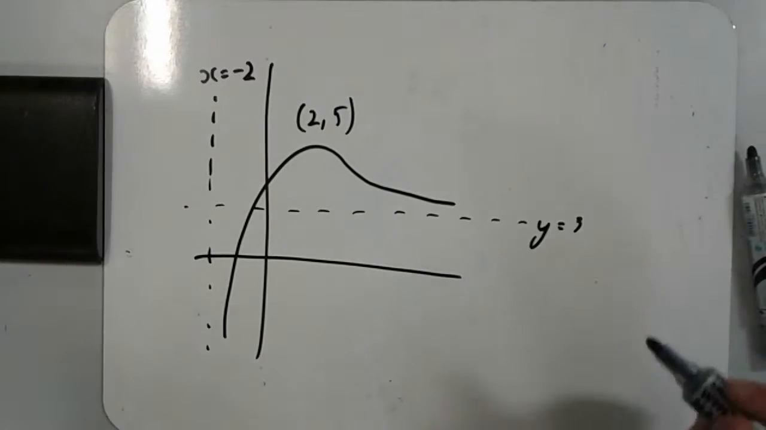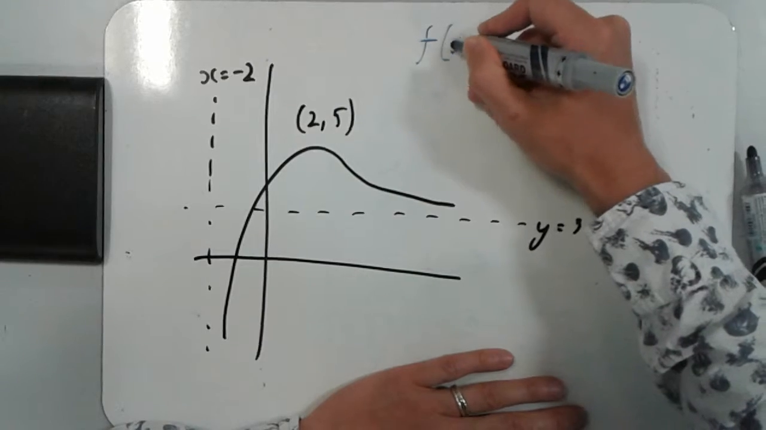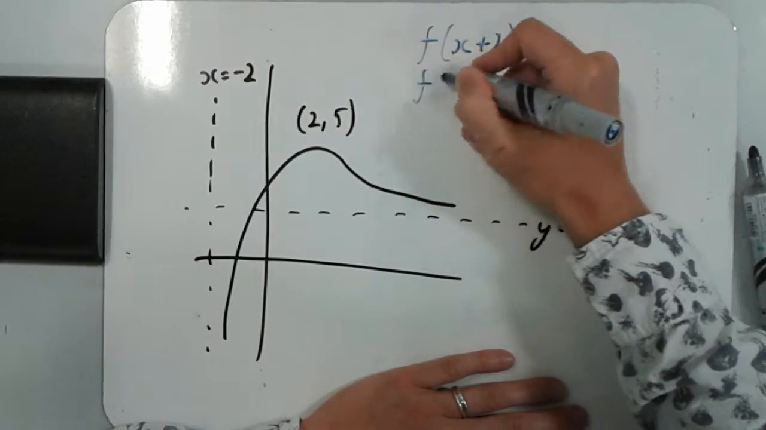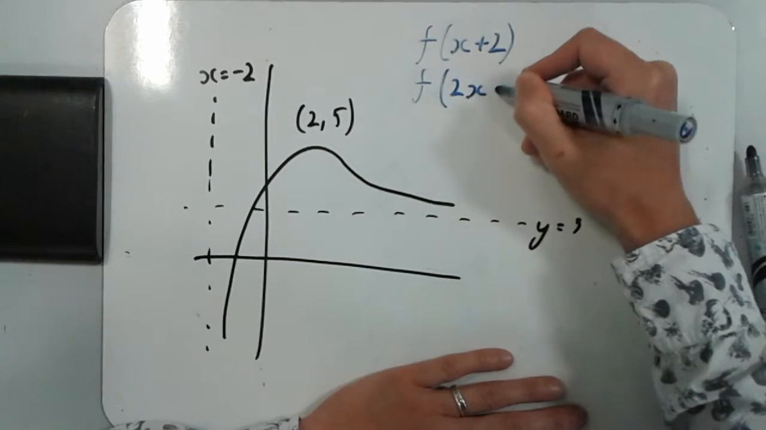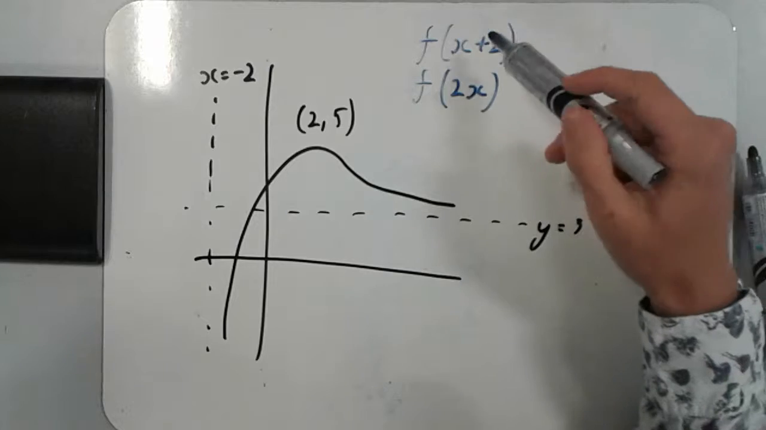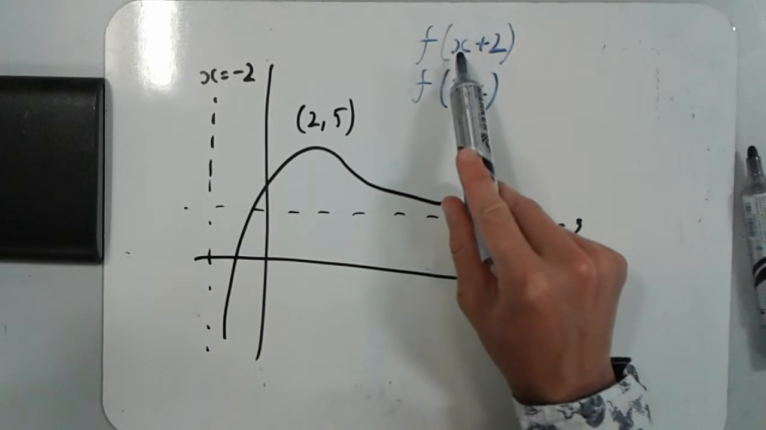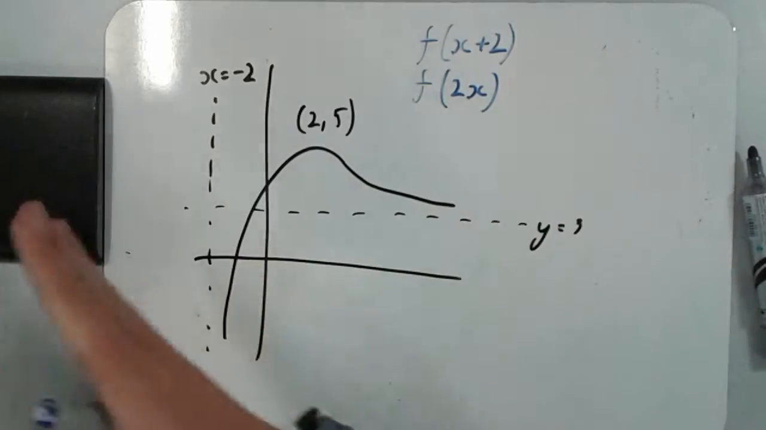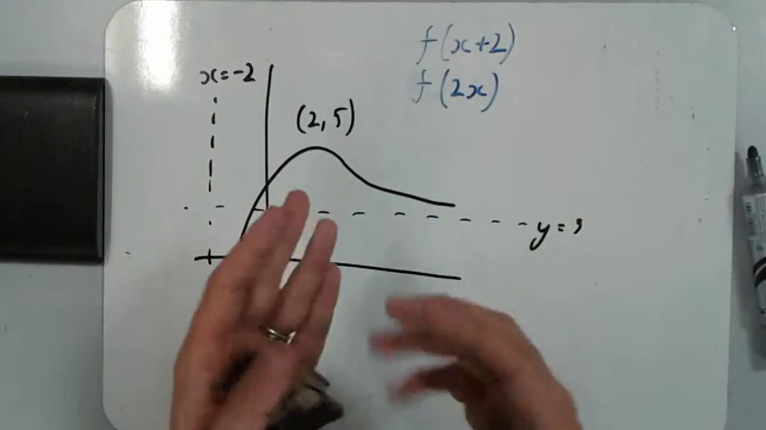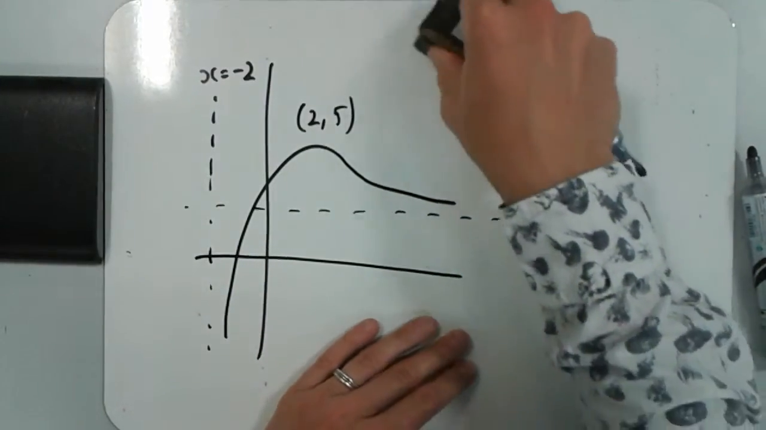Okay, so previously we've looked at transformations which act on the x, things like f of x plus 2 or f of 2x. And we saw that those basically looked like we were solving equations, so we did the opposite of what it said. If it said x plus 2, we subtracted 2 from all of the x values. If it said 2x, we halved all of the x values due to the idea of solving equations.